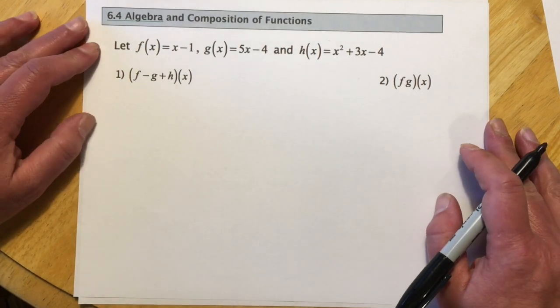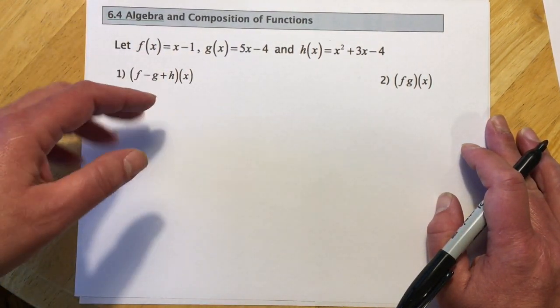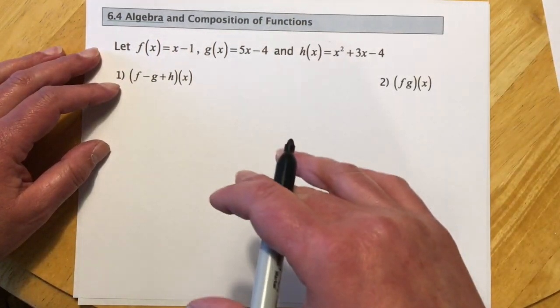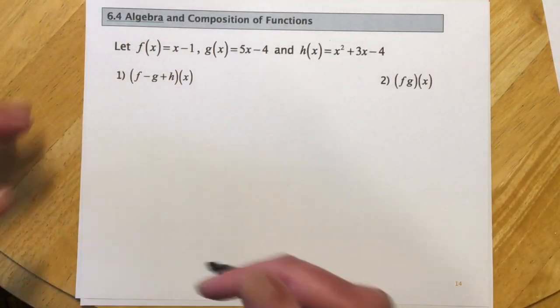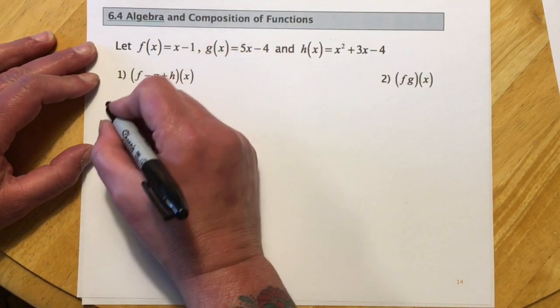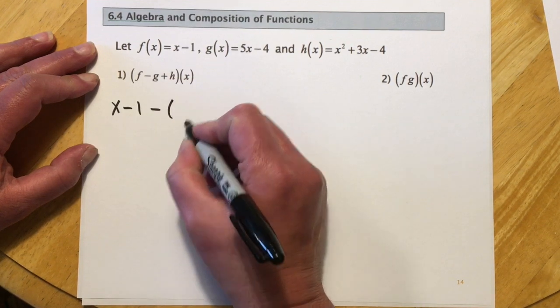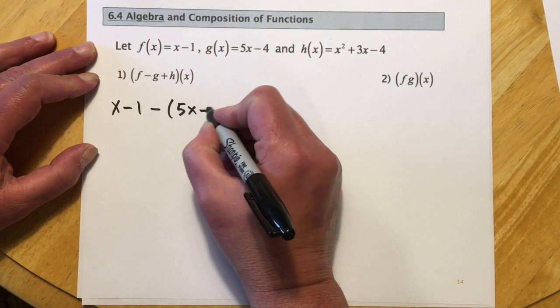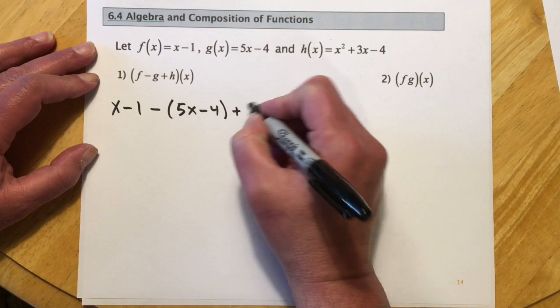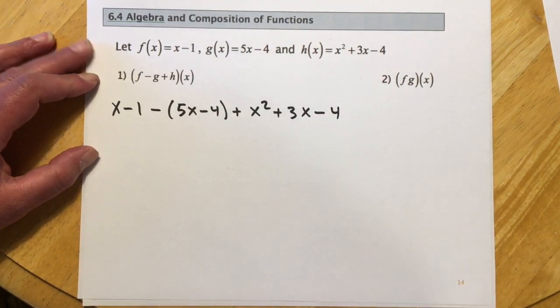Okay, section 6.4 was doing algebra, and with the functions, instead of so much evaluating, this is just more combining. So this first one is f minus g plus h. So there's f minus g. Again, anytime you do a minus, open a parenthesis, 5x minus 4, and then plus h. So x squared plus 3x minus 4.